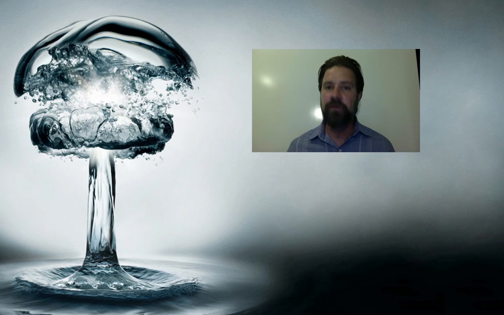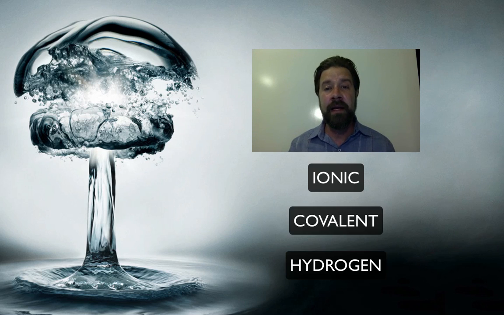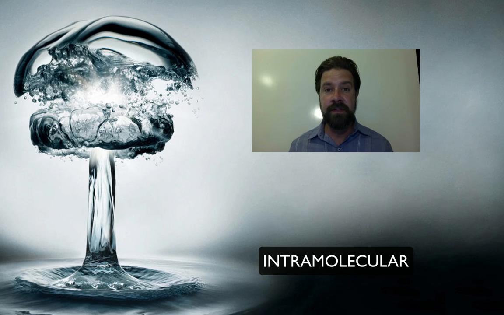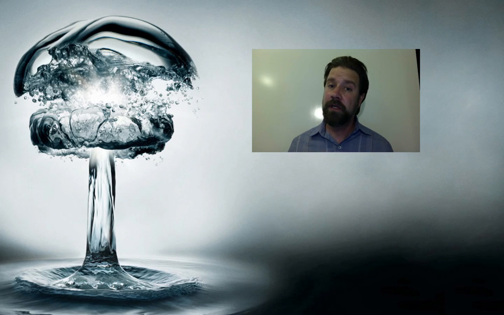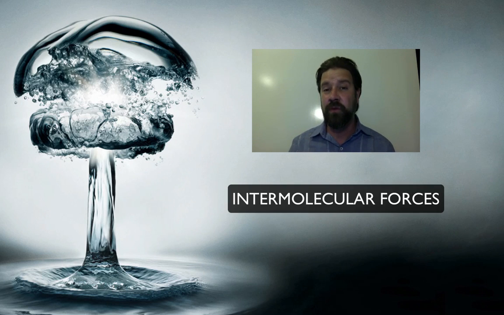Just to kind of review just a little bit, the 3 types of bonds that we saw today were ionic, covalent, and then the hydrogen bond. Ionic and covalent were intramolecular forces holding together molecules and formula units of ionic compounds. And with hydrogen bonding, we're now talking about different molecules being attracted to each other, which we call intermolecular forces.